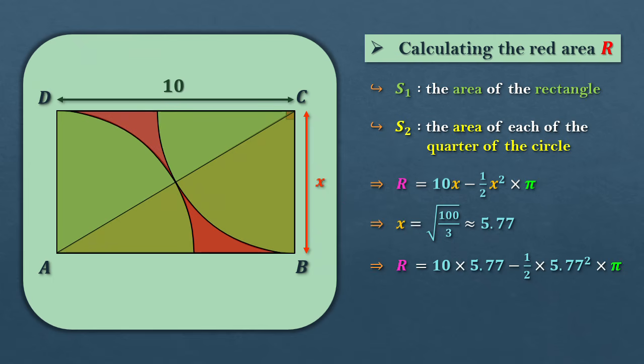Now by substituting this value into the formula for R, we find that R is equal to 10 times 5.77 minus 1/2 multiplied by 5.77 squared times pi. Thus, the area R is approximately equal to 5.263 square units. With a combination of geometry and algebra, we successfully determined the area of the red region. This problem beautifully illustrates how classical theorems can solve visually complex figures.